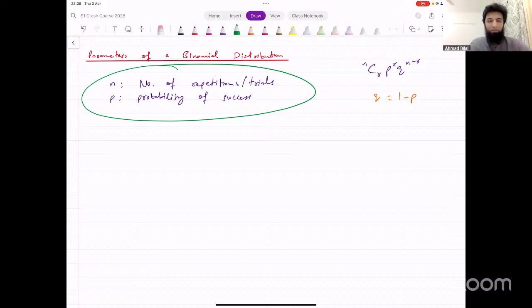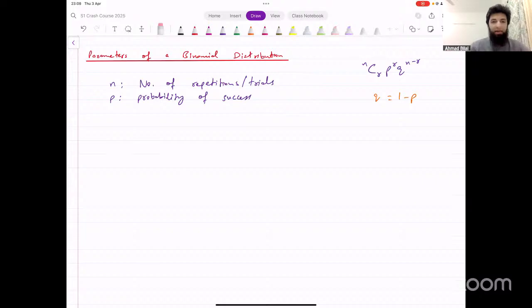Sometimes in questions, they will ask you to write down the parameters of a distribution. You should remember one parameter of a binomial distribution is N and another is P. N is the number of trials, P is the probability of success.